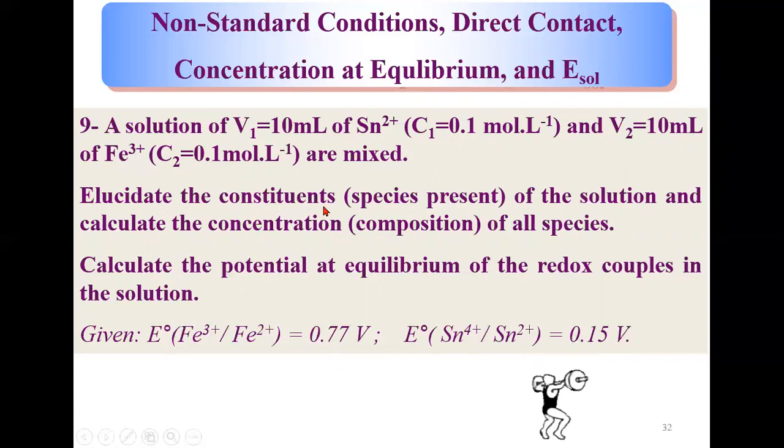Elucidate the constituents or the species present. When you hear constituents, that's the species present of the solution, and calculate the concentration. Sometimes they say the composition of all species. They don't tell you concentration, they use the word composition. Calculate the potential at equilibrium of the redox couple in the solution. So they gave you the E naughts for both half reactions.